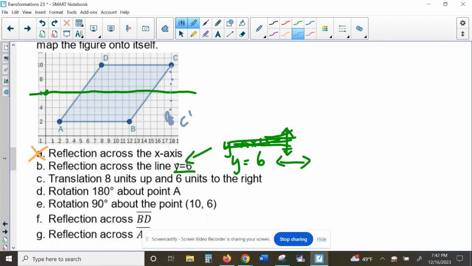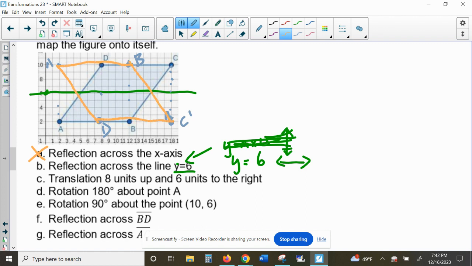My C prime is going to be here. If I take this B, 1, 2, 3, 4, 1, 2, 3, 4, that's going to be my B prime. My D is going to be here. My A, 1, 2, 3, 4, 1, 2, 3, 4, is going to be here. So that means my new shape is going to look like this.